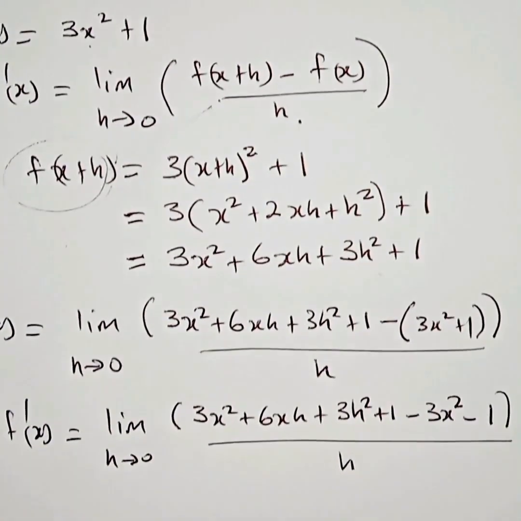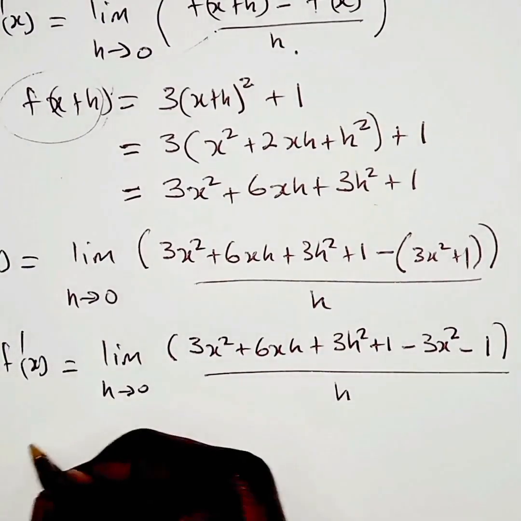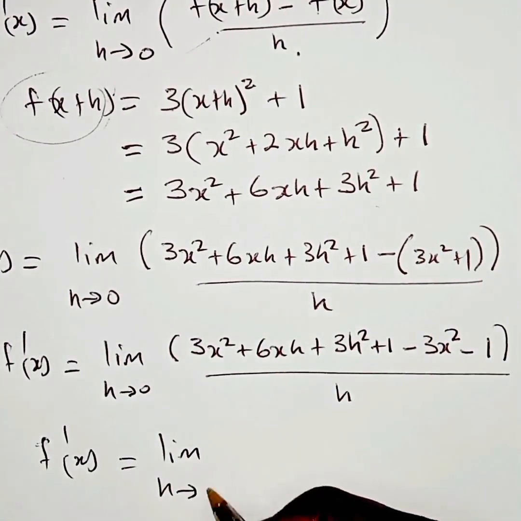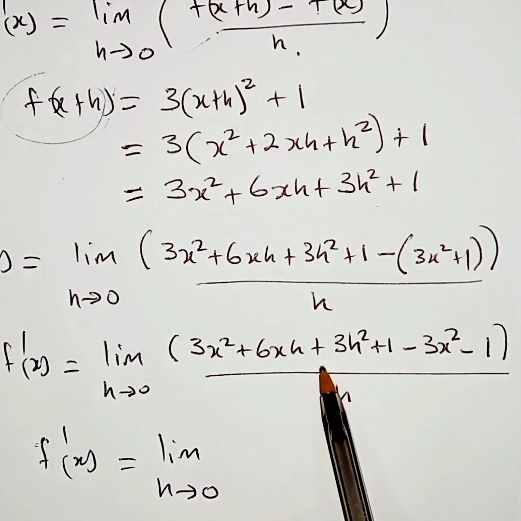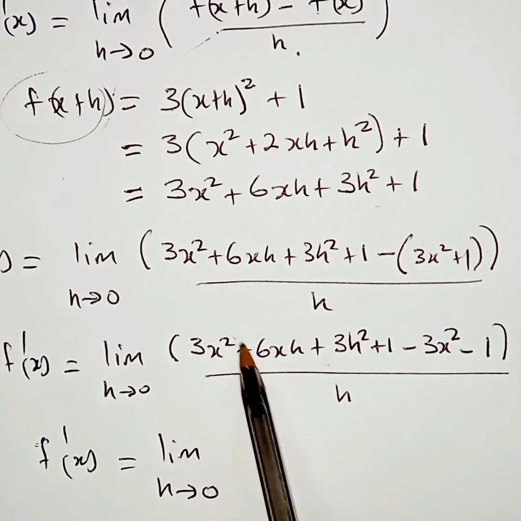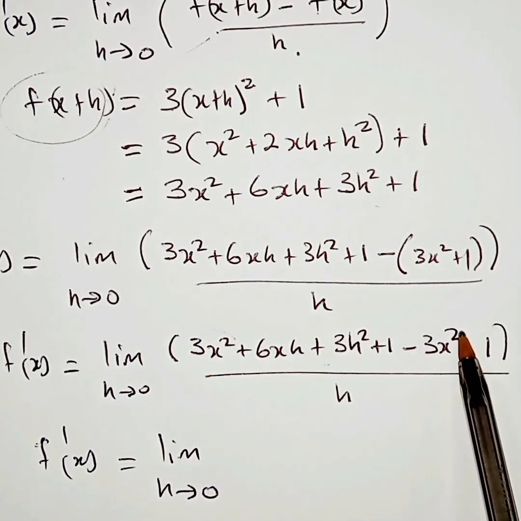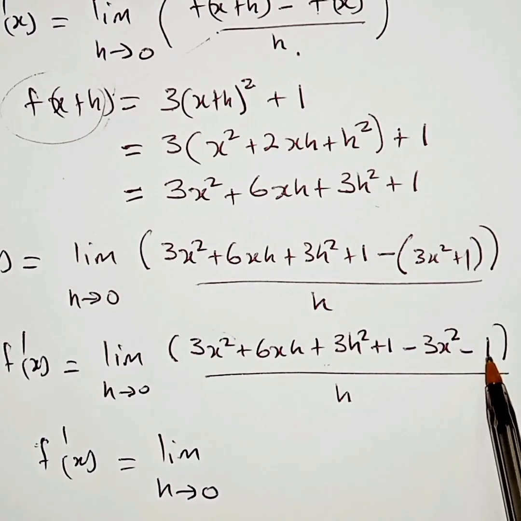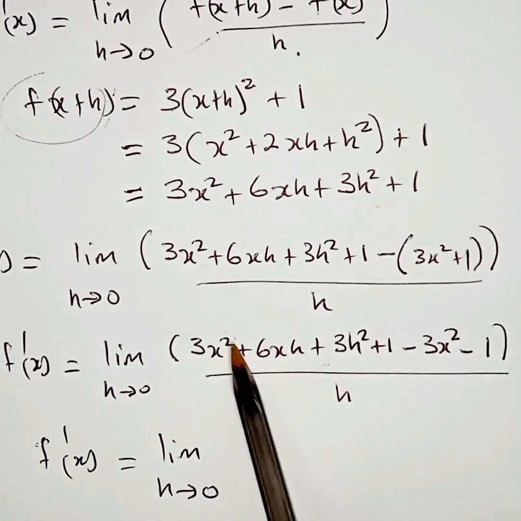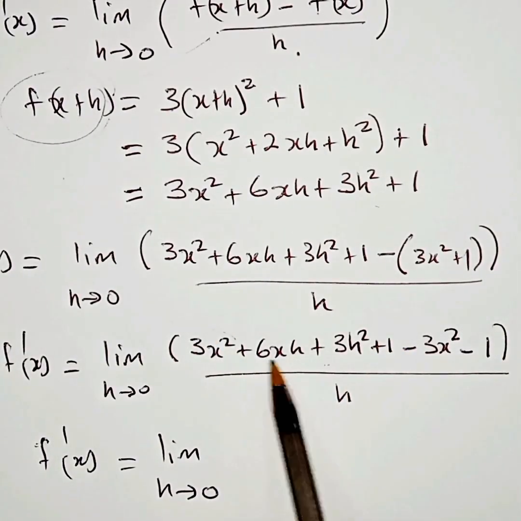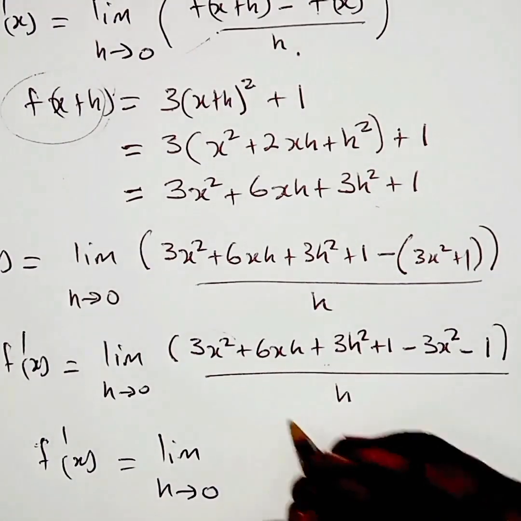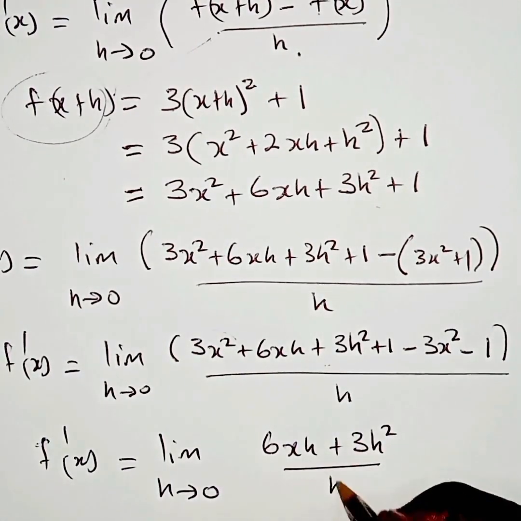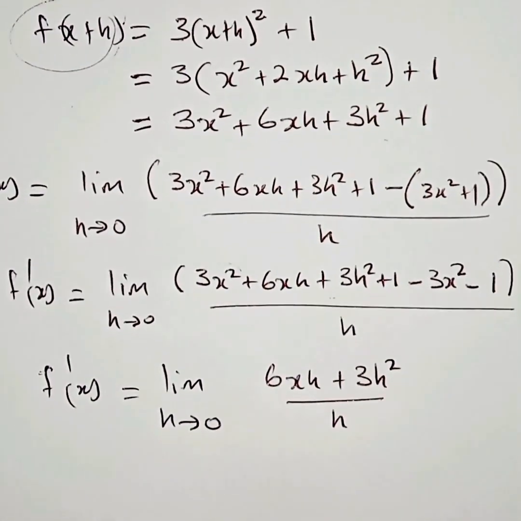All right, now let's move on to the next step. We are going to have f prime x is equal to the limit as h approaches 0. Now, if you look at this numerator here, you're going to see that we've got 3x squared and minus 3x squared. So if we add these, we're going to get 0, okay? And then you got plus 1 minus 1, you get a 0 as well. So these terms are vanishing. So we're going to remain with only this part. All right, so we're going to have 6xh plus 3h squared, that's divided by h. All right, now we just need to divide h through that.